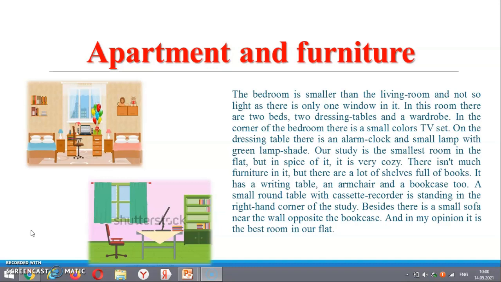Our study is the smallest room in the flat, but in spite of it, it is very cozy. There isn't much furniture in it, but there are a lot of shelves full of books. It has a writing table, an armchair, and a bookcase too. A small round table with a cassette recorder is standing in the right-hand corner of the study. Besides, there is a small sofa near the wall opposite the bookcase, and in my opinion, it is the best room in our flat.